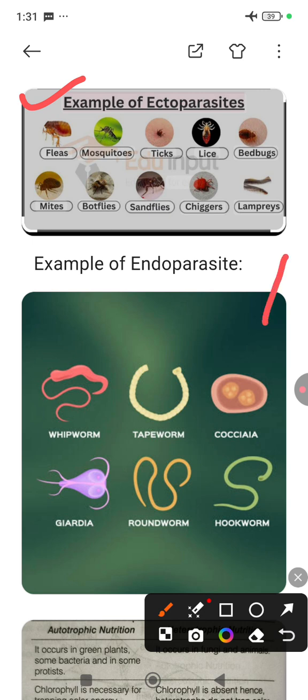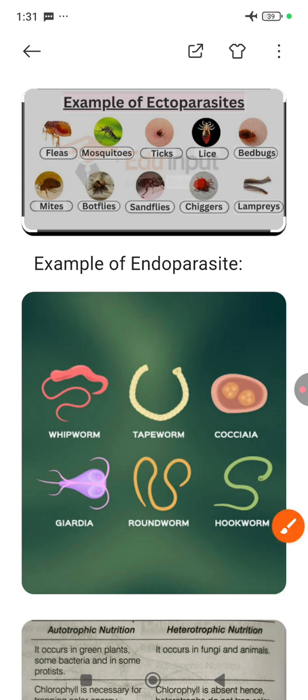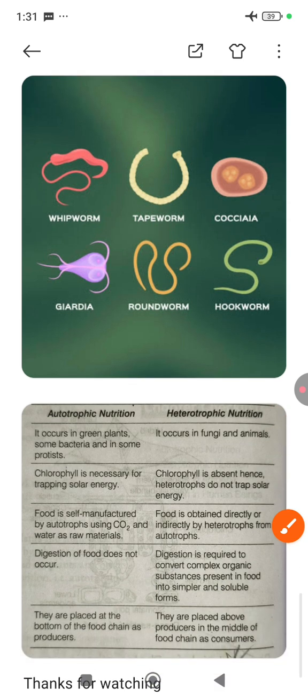Similarly, we can see there are lots of endoparasites. Endo means present inside the body of the host, like hookworm, roundworm, tapeworm, whipworm, coccidia. These are the endoparasites. So we have covered all the topics of the autotrophic and heterotrophic mode of nutrition.